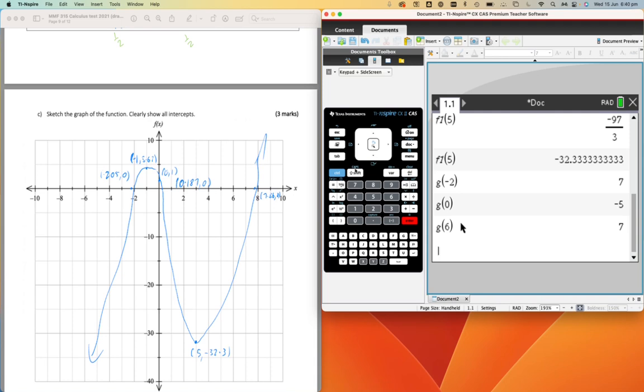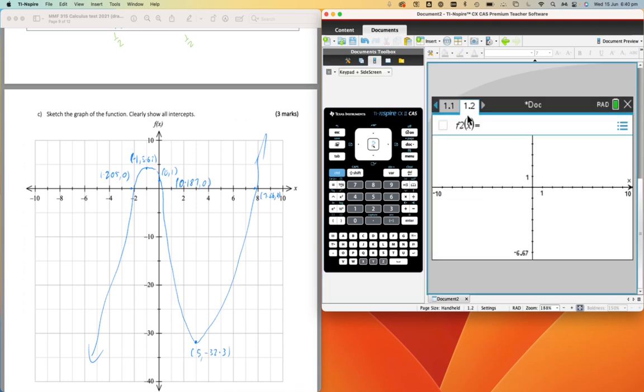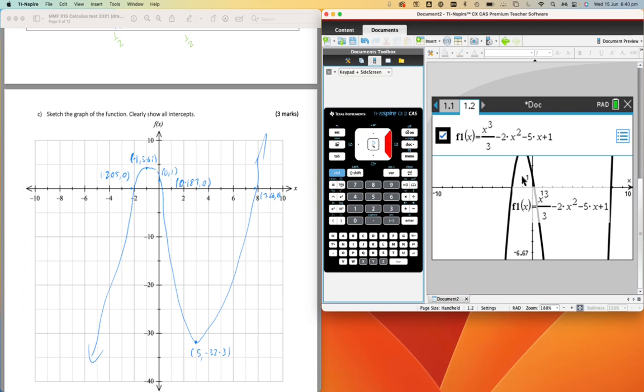Well, that's when you can go to your old pal, control plus page, add a graph, and we go up to f1 of x, the one that we'd already defined, press the right arrow, and there's our graph there. I can zoom out a bit. I can see that I need to go up. I know my turning point is 3.67. It goes down to -32.